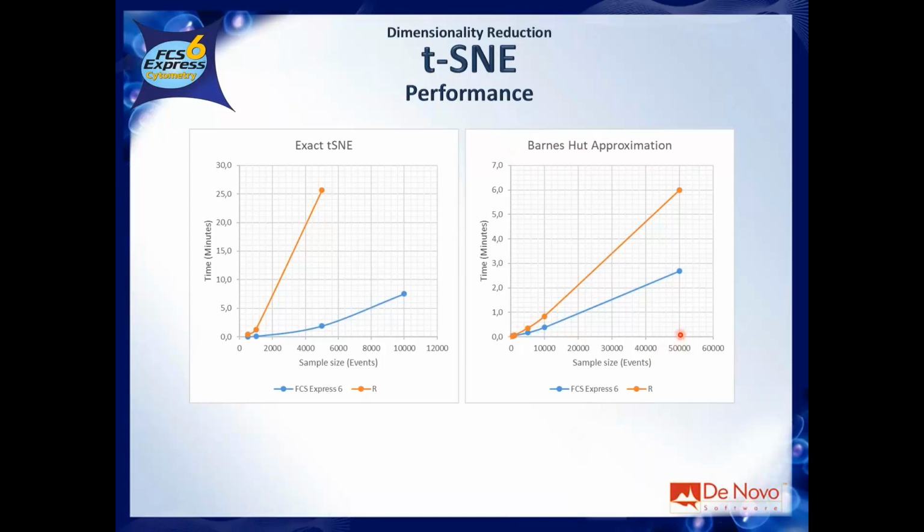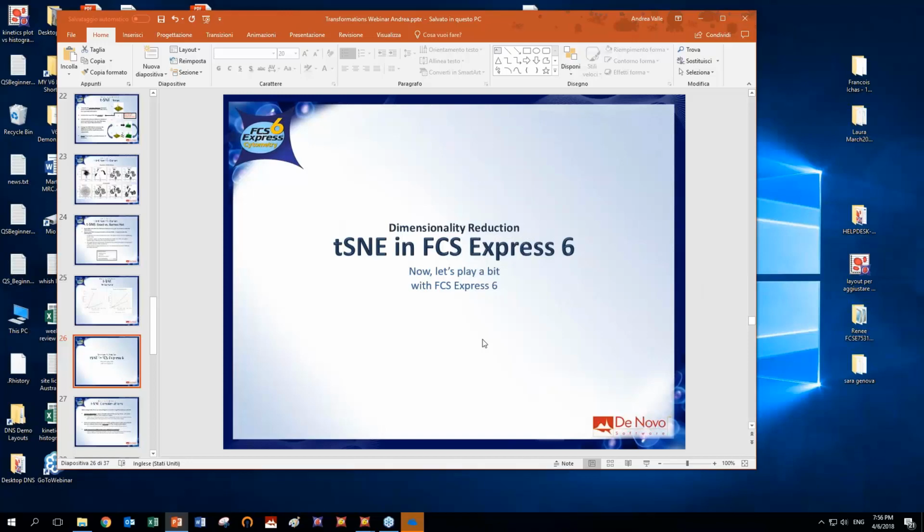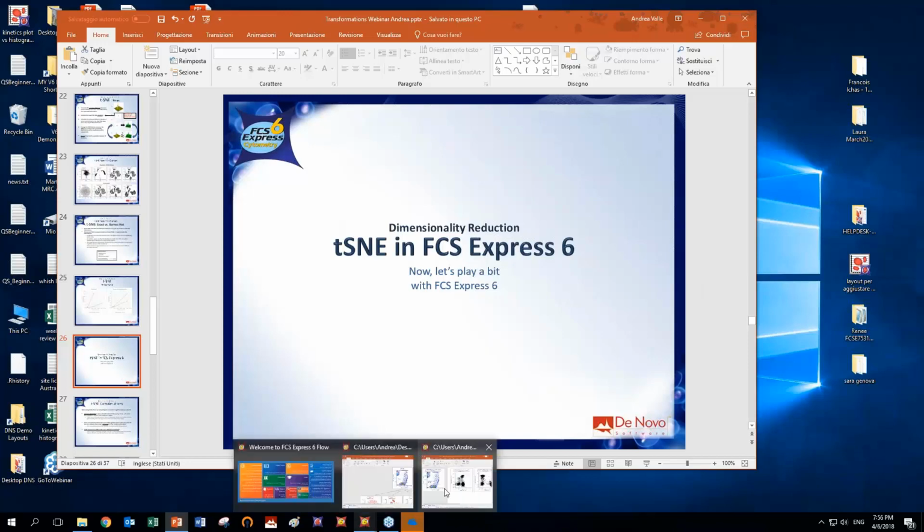And even if you are using the Barnes-Hut approximation, in this case, you can scale up to 50,000. So you need to wait 6 minutes with R and less than 3 with FCS Express. Of course, if you have a powerful computer, those times will be even reduced, but still FCS Express is faster. And as far as I know, it's the fastest on the market for running tSNE. So let's see how tSNE is looking in FCS Express.